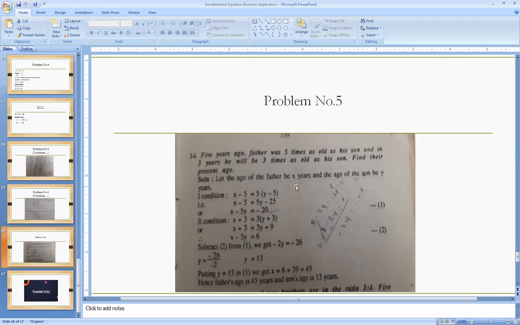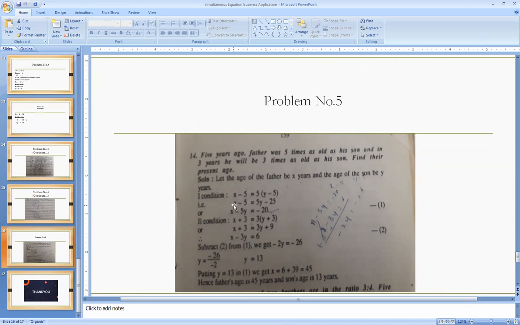Here we assume that the father is x years and the son is y years. First we have to frame the equation for the previous year. The sentence they have given is that 5 years ago the father was 5 times as old as his son. So if we assume father is x and son is y, how do we write 5 years ago? x will become x minus 5, y is going to become y minus 5. 5 years ago is x minus 5, the father's age. How much will it be? 5 times as old as his son. So if you multiply the son's age 5 years back by 5, that will become the age of the father.